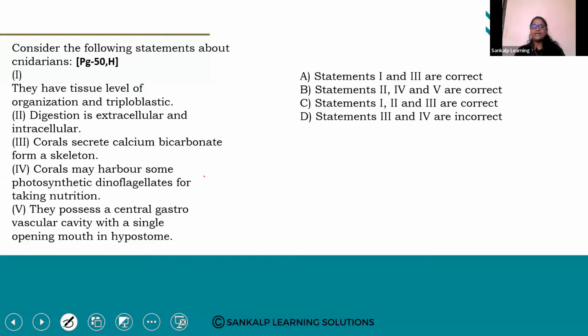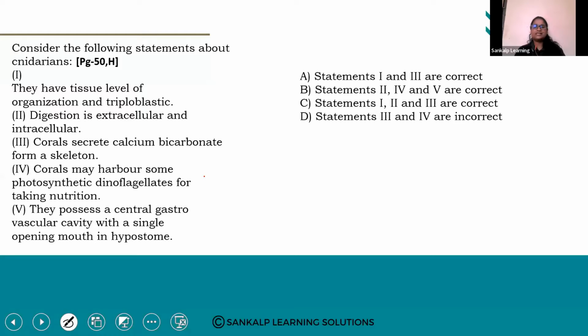So options A, B, C, and D are given here. Statements 1 and 3 are correct. Statements 2, 4, and 5 are correct. Statements 1, 2, and 3 are correct. Statements 3 and 4 are correct. So the right answer is option B: 2, digestion is extracellular and intracellular; 4, corals may harbor some photosynthetic dinoflagellates; and 5, they possess a central gastrovascular cavity. So these three statements are correct.